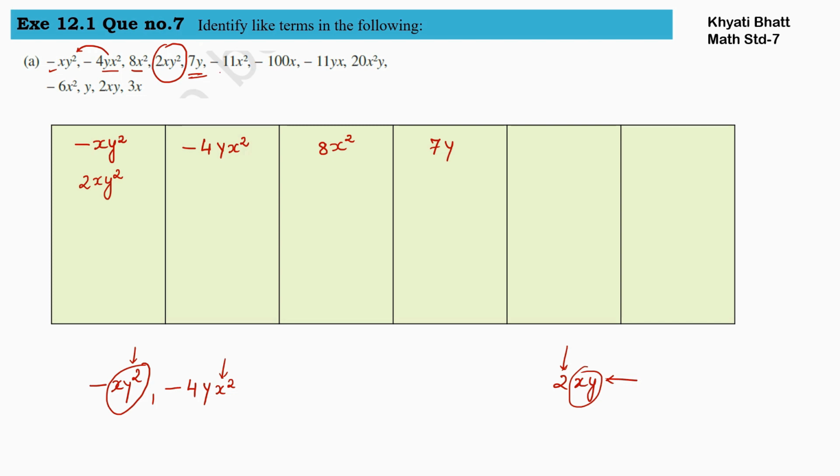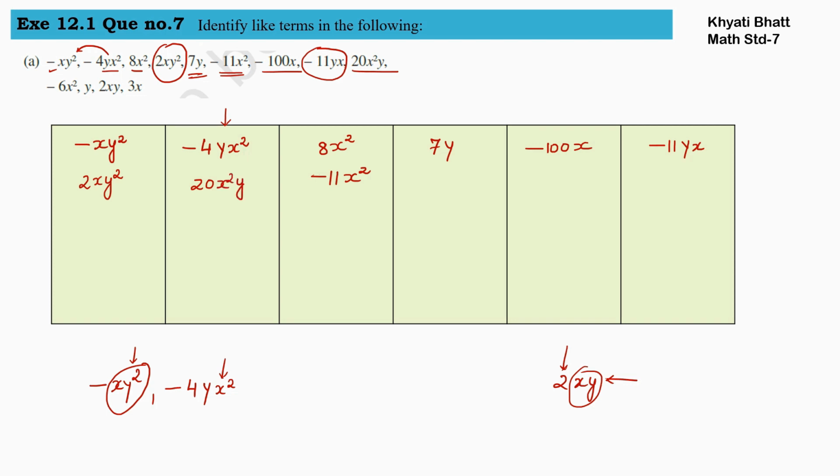Then comes minus 11x square. So here x square's column is there. So there we are mentioning minus 11x square. Then comes minus 100x. We have to write this separately, minus 100x. Then comes minus 11yx. We need to write this separately, minus 11yx. Then comes 20x square y. So x square y we have already mentioned over here. There we are writing another term, that is 20x square y.